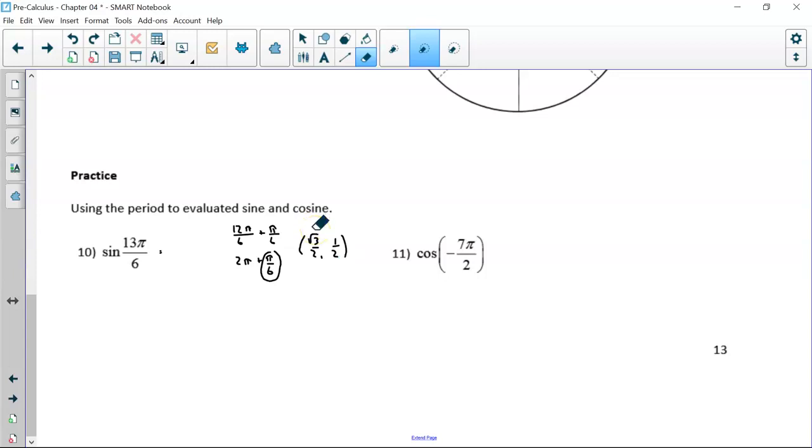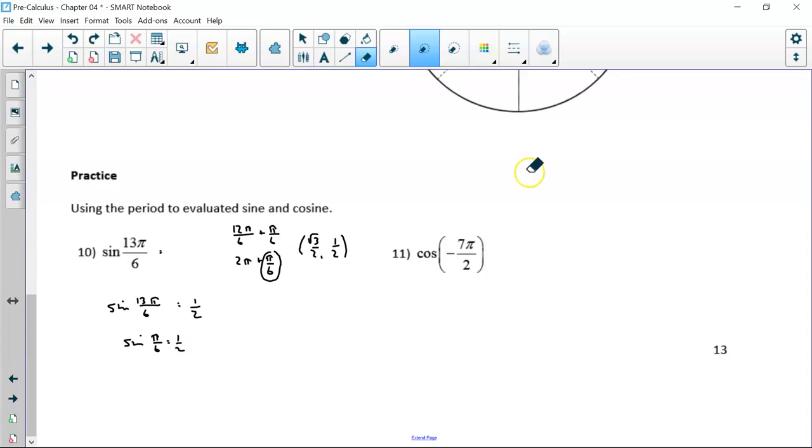So we can find the sine of 13 pi over 6. That y-coordinate is just going to be 1/2, the same as the sine of pi over 6. And that's all we're doing. We're just going back to the original angle without the extra circles added into it.